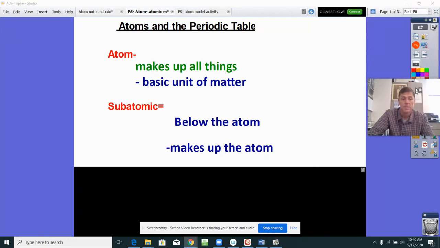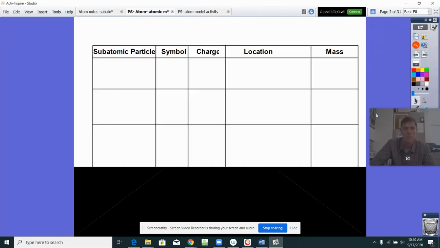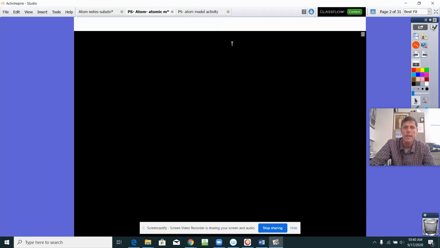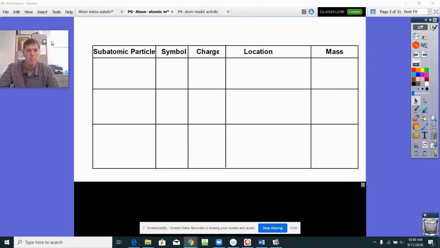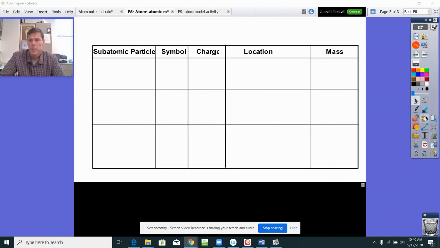Okay? So with that, let me move myself. Let's go ahead and fill this out. You're going to see a chart like this later. And subatomic particles, there are 3 subatomic particles. And you should be familiar with them. I'm going to move myself over here. You should have heard probably some of them, and we'll go from there.